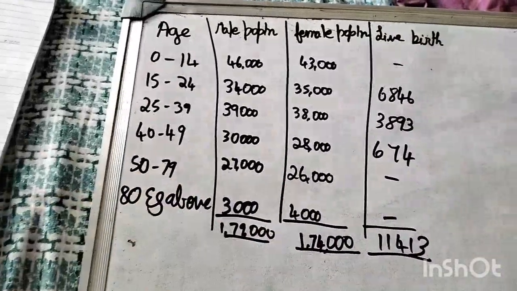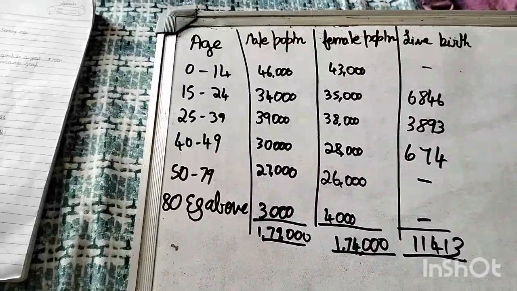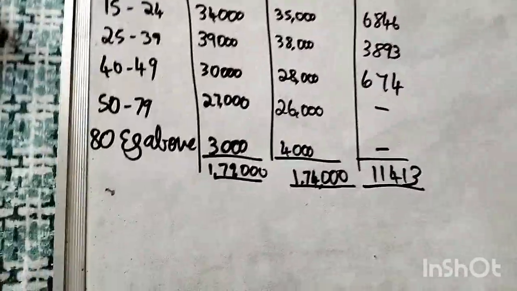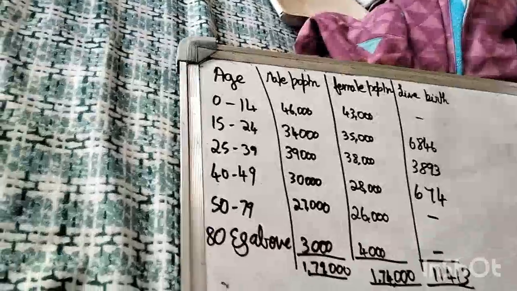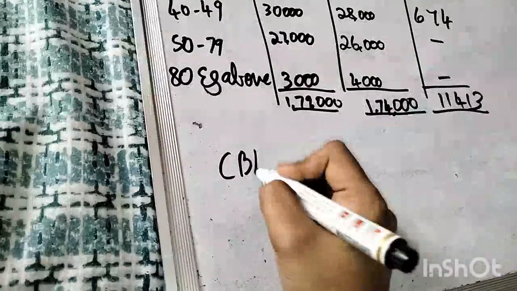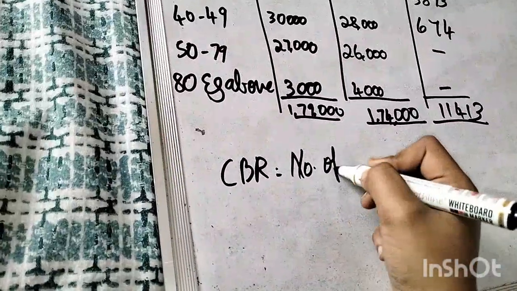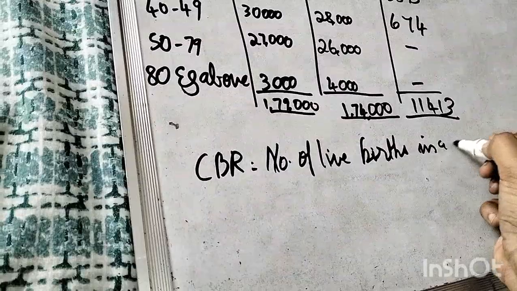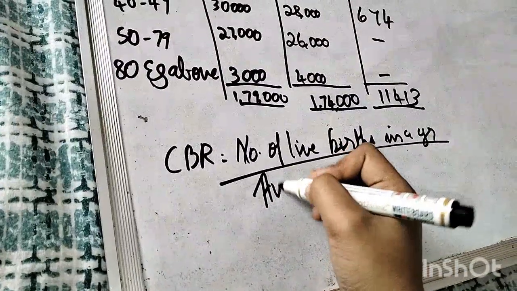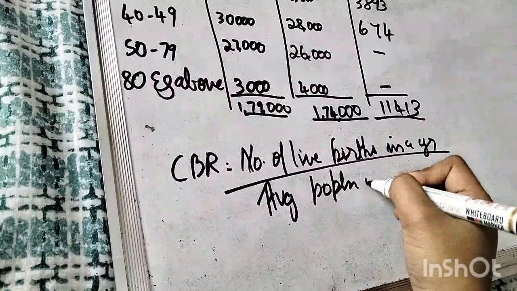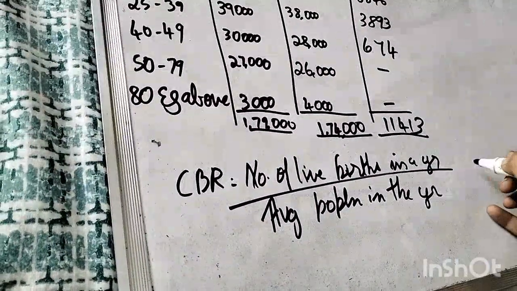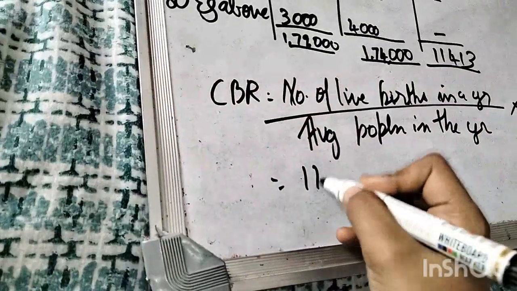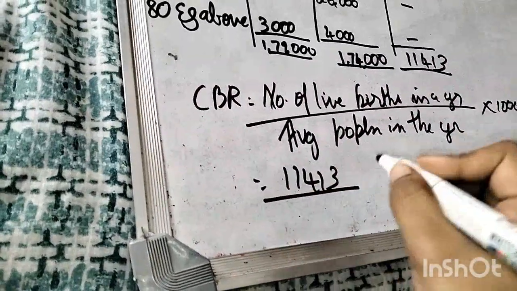This is the question. The totals are not going to be given. So age is given, male population, female population, and live births are given. So here you need to find out CBR, GFR, and ASFR. Okay, so CBR, we just write the formula. CBR is the number of live births in a year divided by the average population in the year into 1000. So for the number of live births, we have taken the total, 11413, divided by the average population.